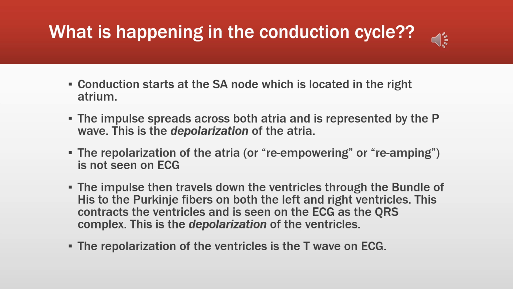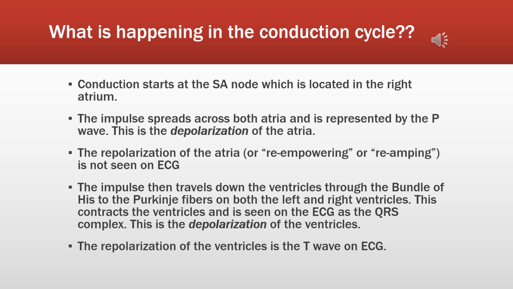It is then seen on the ECG as a T wave, where the repolarization of the ventricles happens. So again, it starts in the SA node in the atria, causes the atria to contract, which is seen as the P wave, travels down through the bundle of His to the Purkinje fibers on the left and right sides of the ventricles, which causes the ventricles to contract, seen as a QRS complex, and then the repolarization of the ventricles is seen as a T wave.